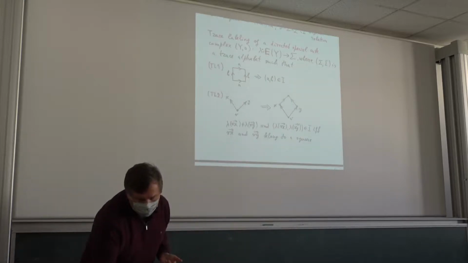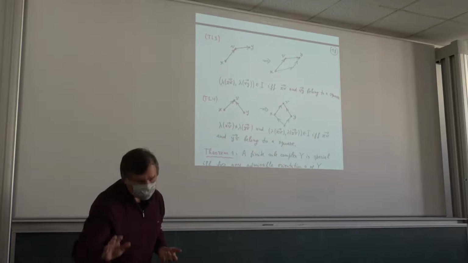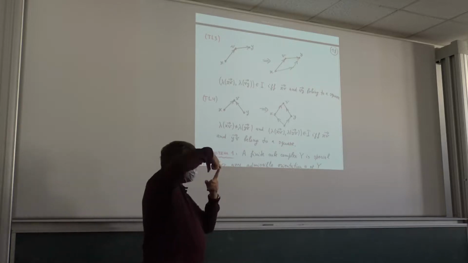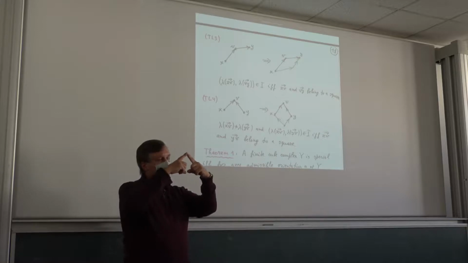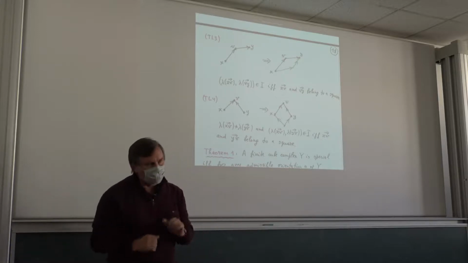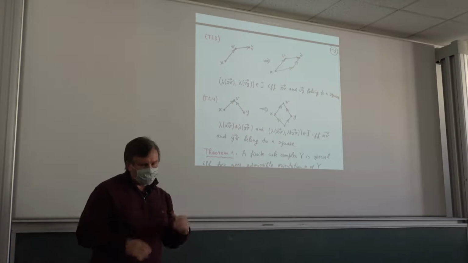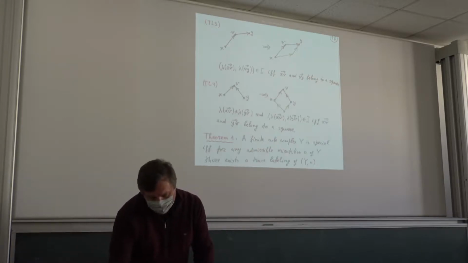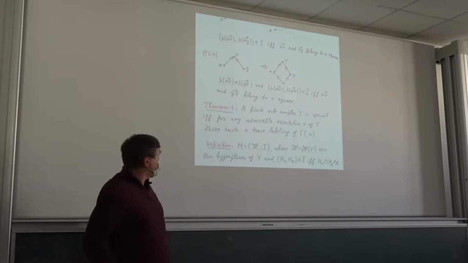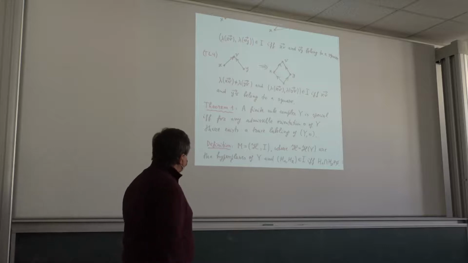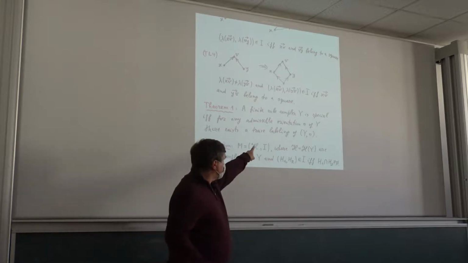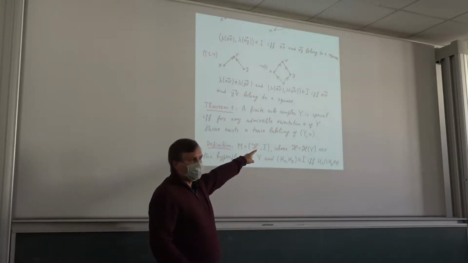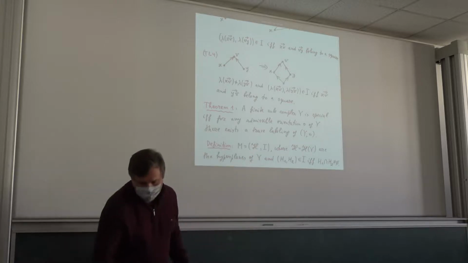And then there are two other conditions for completing such paths, and also for completing upward two such edges. Every time you should complete by a square whenever you are in the independence relation. And our theorem 1 says that, in fact, a finite cube complex is special if and only if, for any admissible orientation, there exists a trace labeling of this complex.